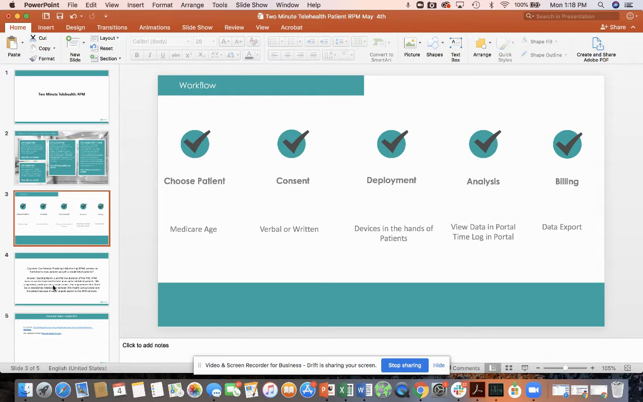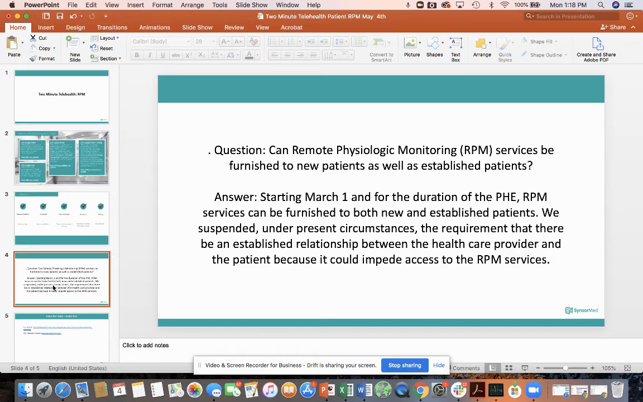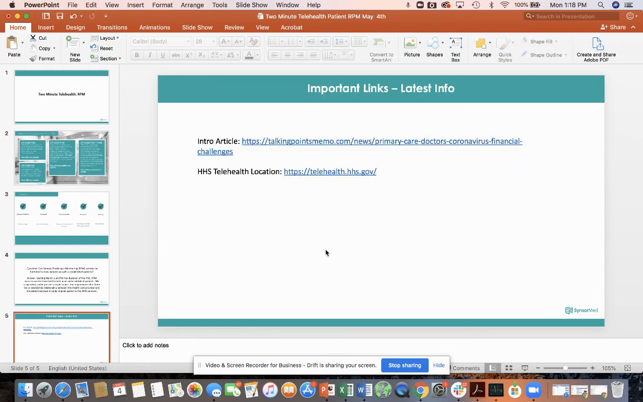One unique thing that's coming out of this is CMS has said that RPM services can now be furnished not just to established patients, but to new patients. So if you're looking to provide teleservices outside of your existing geographic region, you'll now be able to offer your RPM services in addition. As always, I have these notes here so that you can have the latest information.